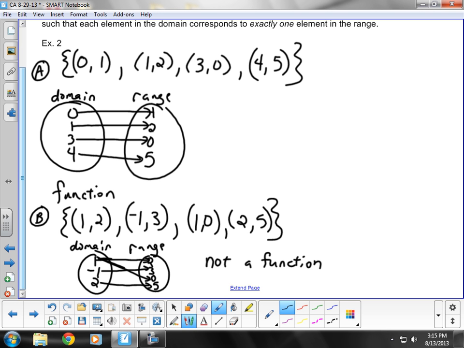Okay. So now I'd like for you to look on page 116 and look at checkpoint 2. Go ahead and answer that on your piece of paper that you have.